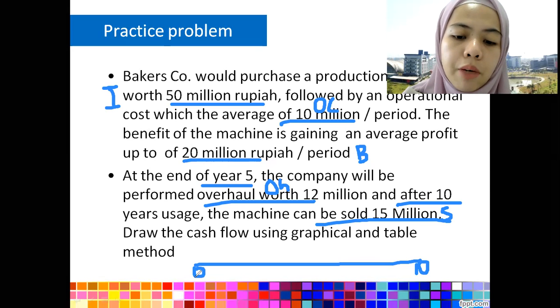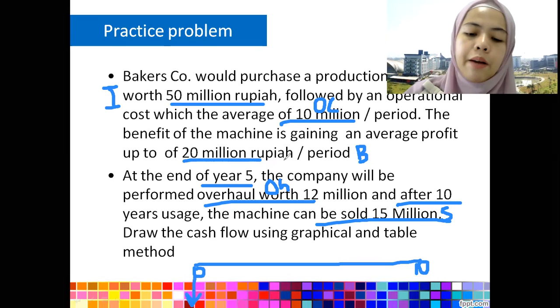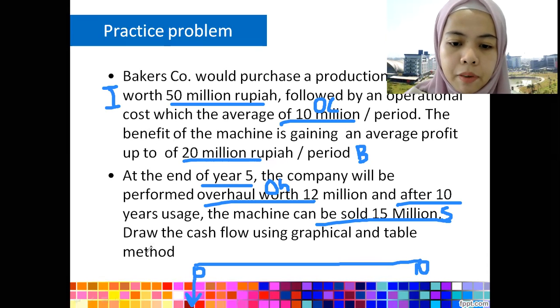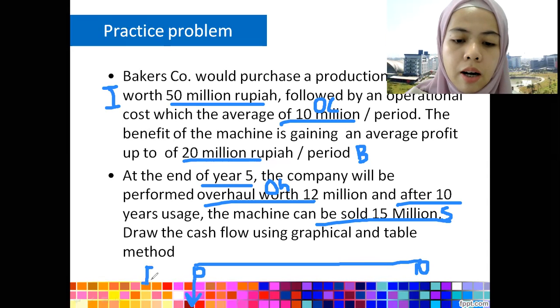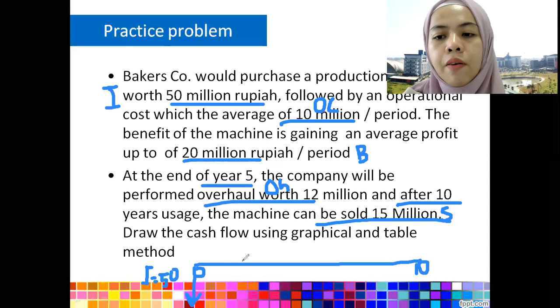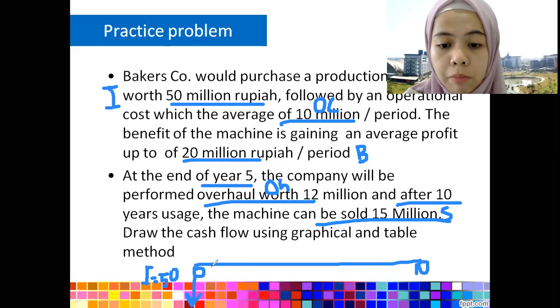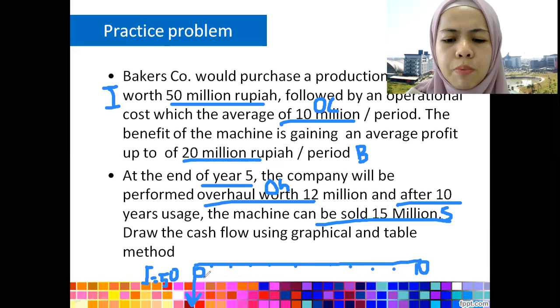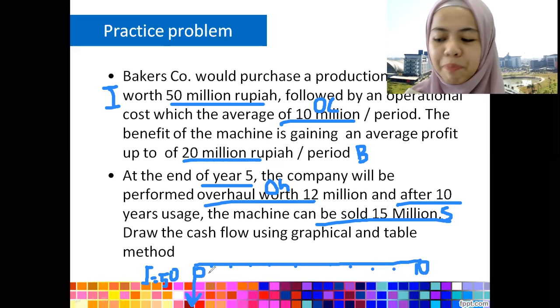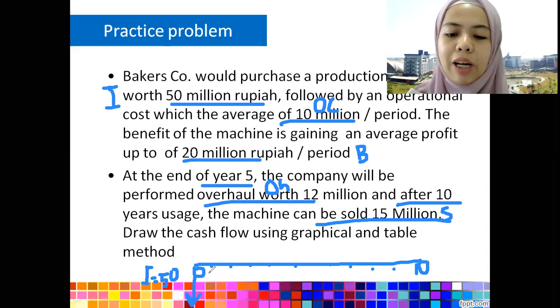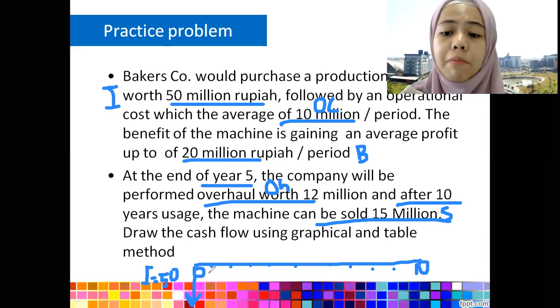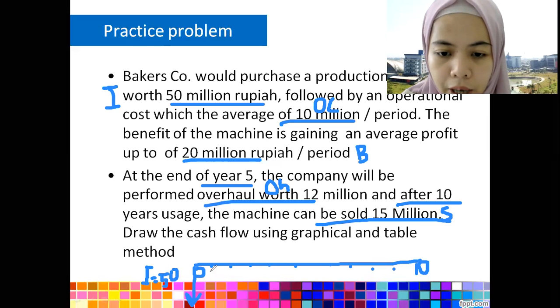Okay, now start with the investment. The investment starts with an I, the downside arrow. Just put I worth 50 million on the downside, followed by operational cost. So just put a dot 10 times, and draw it into a proper illustration. It's not very neat because I'm using a mouse, so it's not accurate enough.